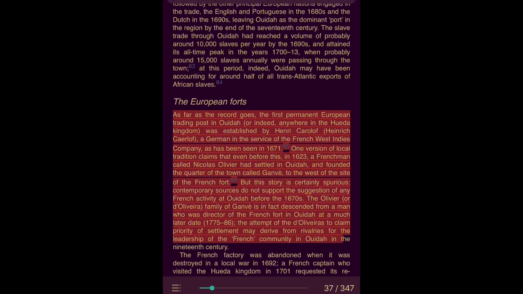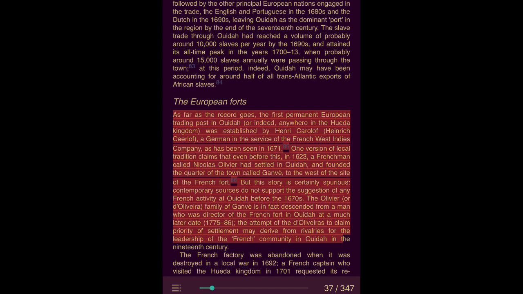So the European forts. As far as the record goes, the first permanent European trading post in Whydah, or indeed anywhere in the Whydah Kingdom, was established by Henry Carloff, a German in the service of the French West India Company, and has been seen in 1671. One version of the local tradition claims that even before this, in 1623, a Frenchman called Nicolas Olivier had settled in Whydah and founded the quarter of the town called Gagny, to the west of the site of the French fort. But this story is certainly spurious.